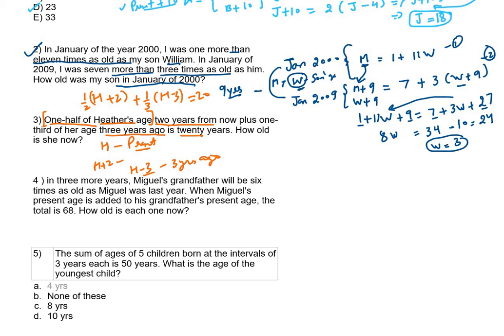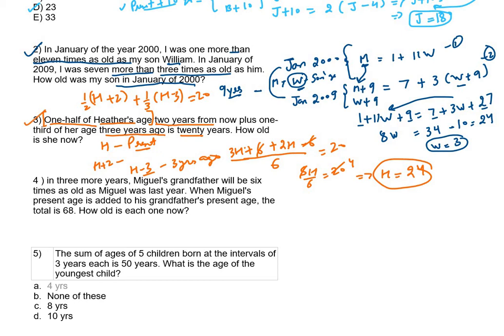Now how can we solve it quickly? Let's take the denominator LCM as 6. 2 into 3 is 6, so it becomes 3 times h plus 2, plus 2 times h minus 3, over 6. The 6 gets cancelled out, so we have 5h by 6 equal to 20. 5 fours are 20, so we get Heather's age as 24. So that's the answer. We are done with the third problem.